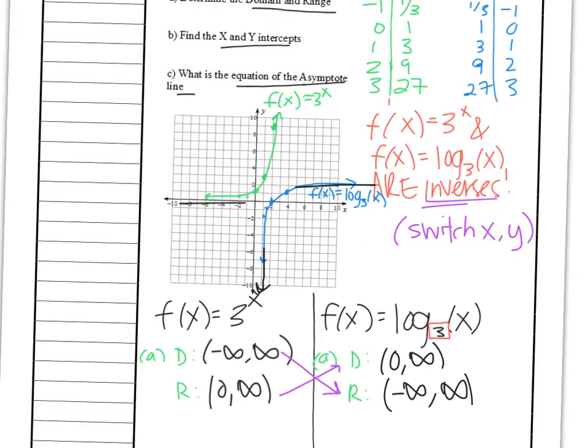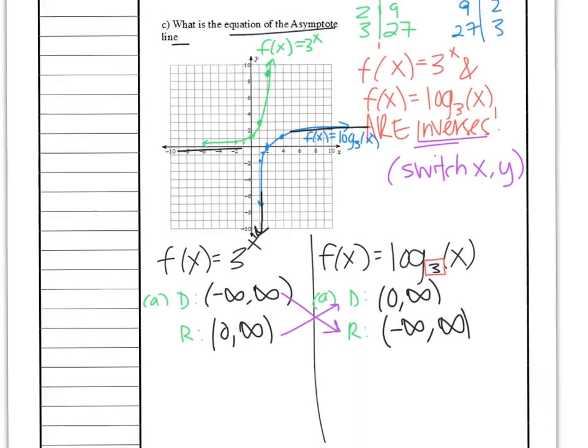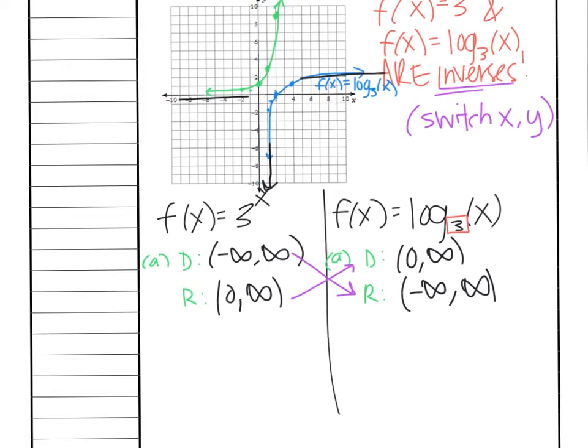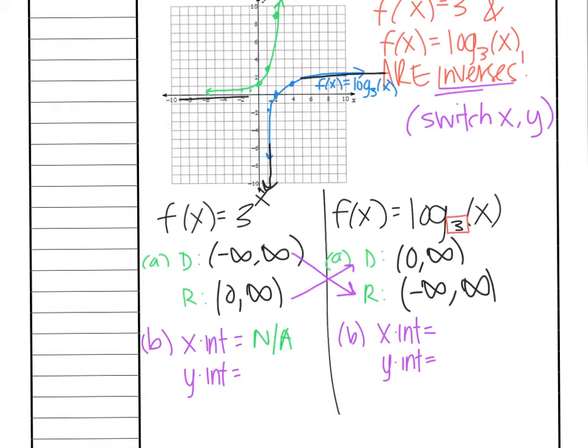Part B says find the x and y intercepts, excuse me. So part B, x-intercept, y-intercept. And we have to do this for each one. So x-intercept for the green graph. Well, it doesn't cross the x-axis, so that's not applicable. The y-intercept, though, however, is 0, 1.